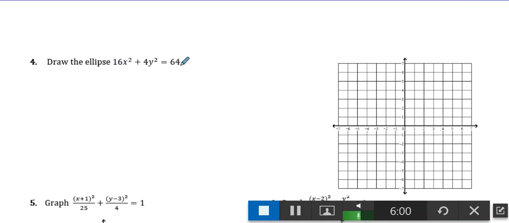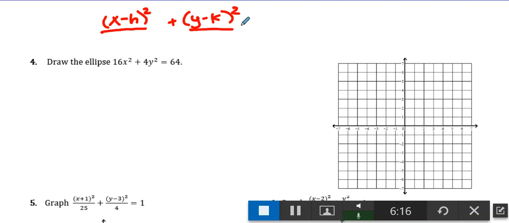All right, this equation does not look like what we're going for. We were going for x minus h squared, and we're looking for y minus k squared, and then there's going to be an equals 1 here, and then the a was either here or it was here. We'll figure that out in a second. So the first thing we want to do is make it equal 1. So we're going to divide both sides by 64.